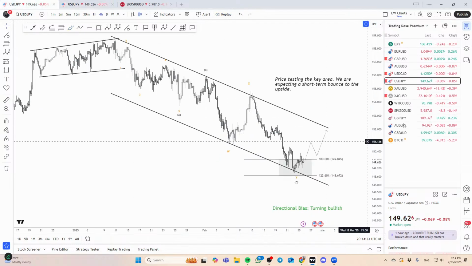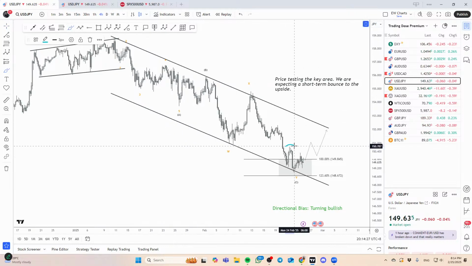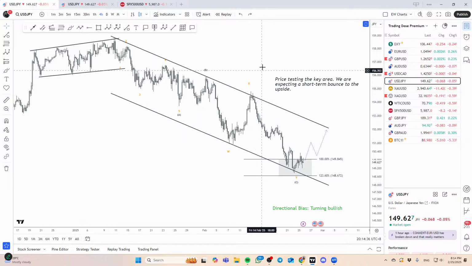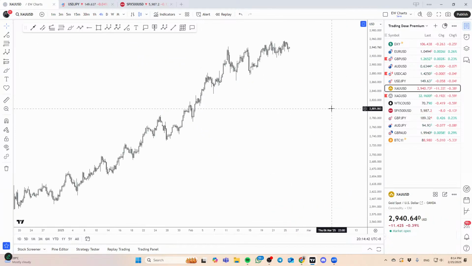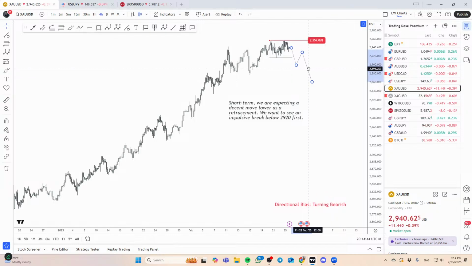So dollar yen, we want to see price take out this high. Then we have more conviction in the upside. So nothing much on this right now. Basically just having it in the watch list because it's in a key zone, but we need to see how things develop from here.